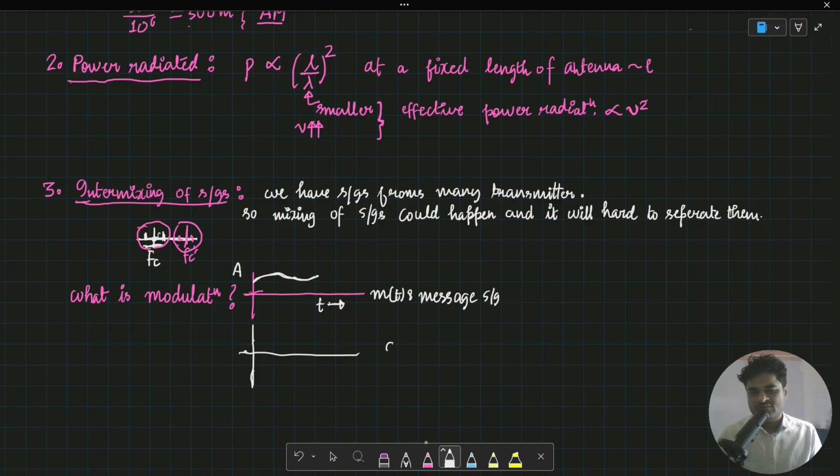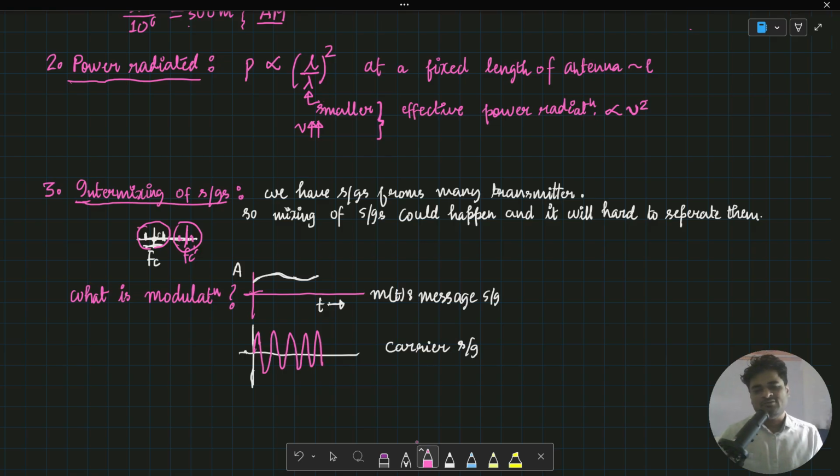As you can see from the name, carrier, it means that it will carry. So the carrier signal carries the message signal on its back. So the carrier signal is a high frequency signal. High frequency, you can see that this is a high frequency wave.